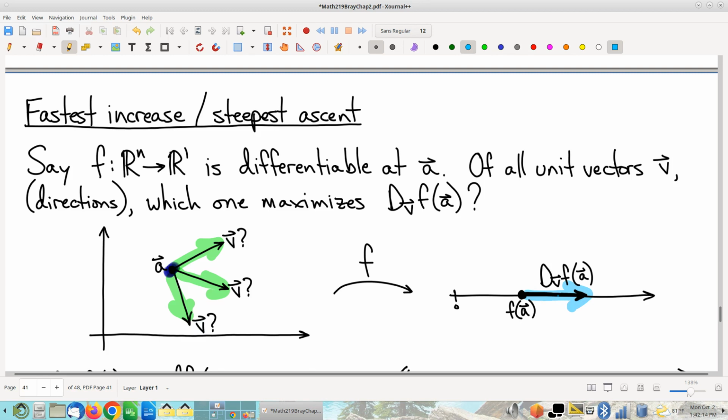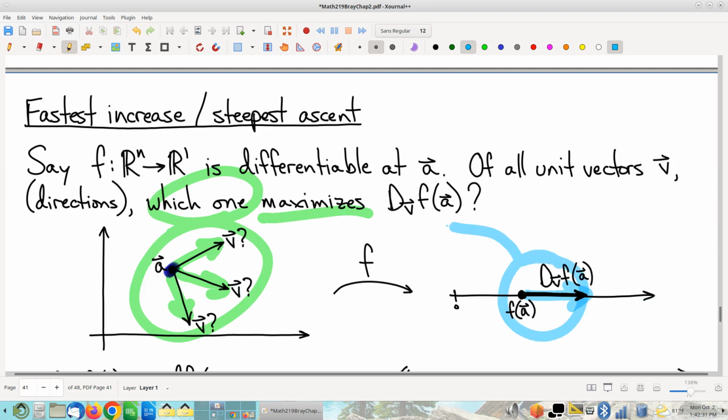So the question is, which one of these many different directions from A that I could start moving, which one maximizes this directional derivative? Which one of these green directions makes my resulting directional derivative as big as possible? Right? A reasonable question to want to ask.